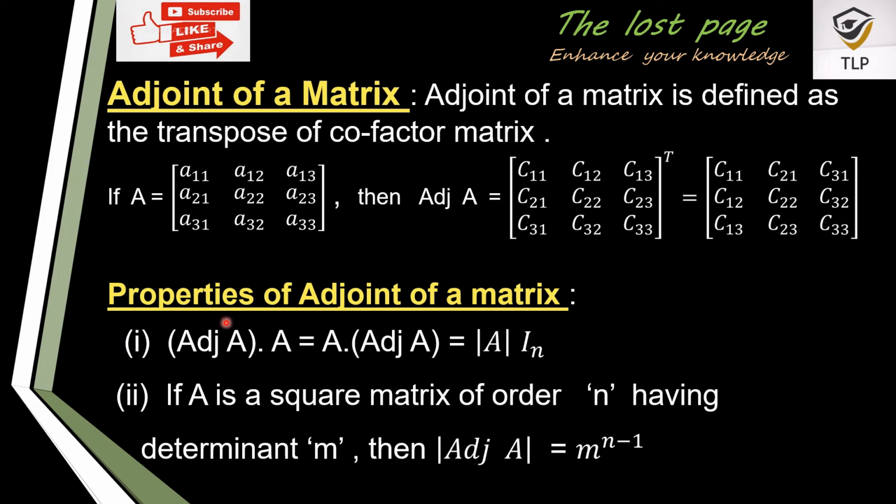Now, properties of adjoint of a matrix. First property, adjoint of A into A equal to A into adjoint of A equal to determinant of A into In, where In is the identity matrix of order n. Second property is, if A is a square matrix of order n having determinant m, then determinant of adjoint of A equal to m to the power n minus 1.